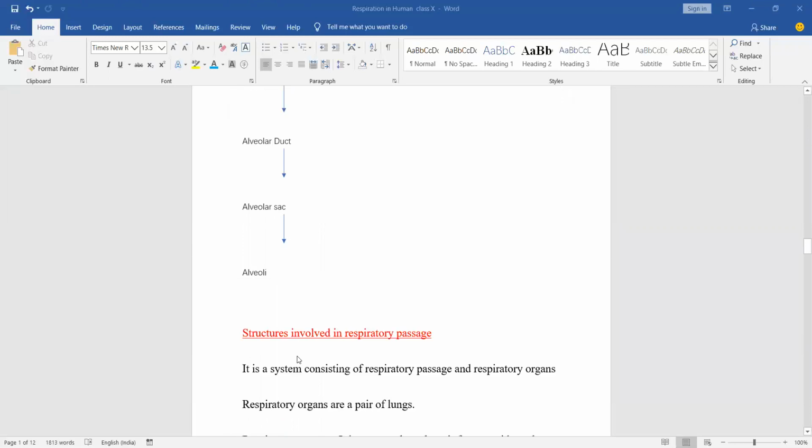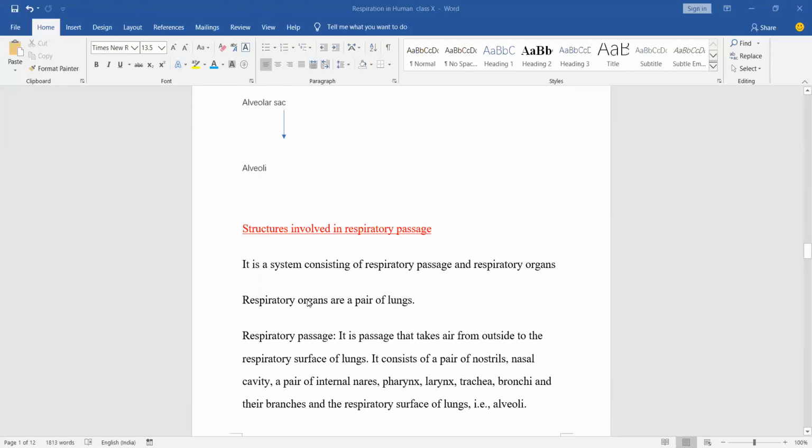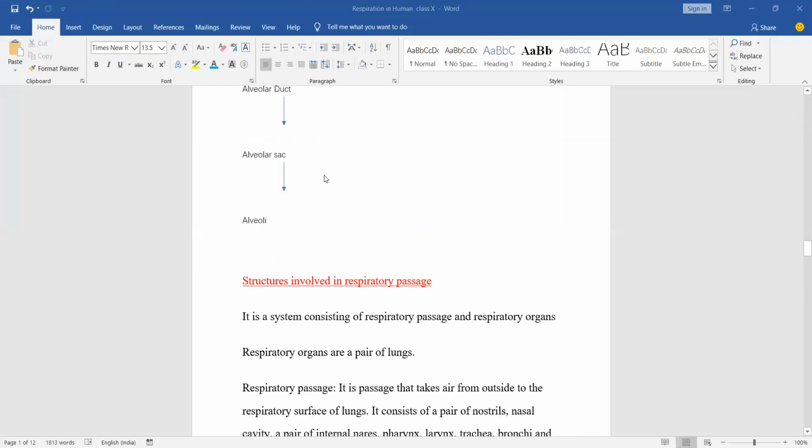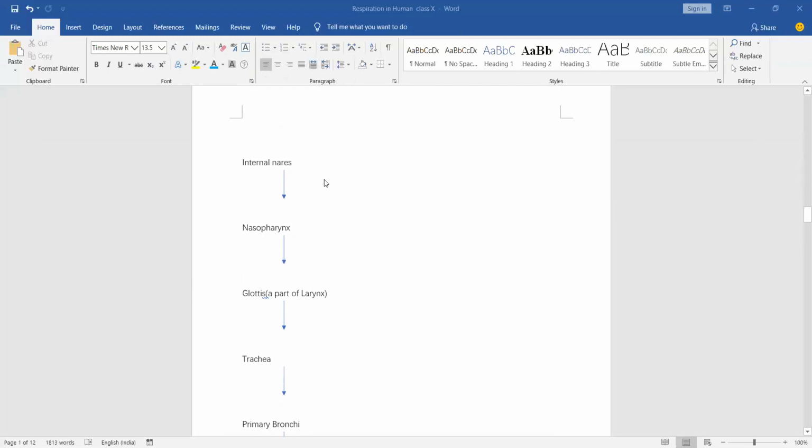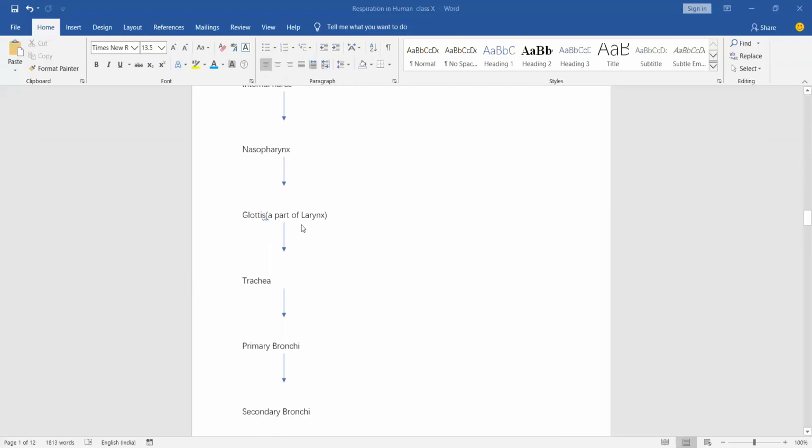That one is alveoli. So it is a system consisting of respiratory passage and respiratory organs. In that respiratory organ are a pair of lungs. Respiratory passage takes air from outside to the respiratory surface of lungs, which consists of a pair of nostrils, a nasal cavity, a pair of internal nares, and then nasopharynx. Then it moves to the glottis, a part of larynx.